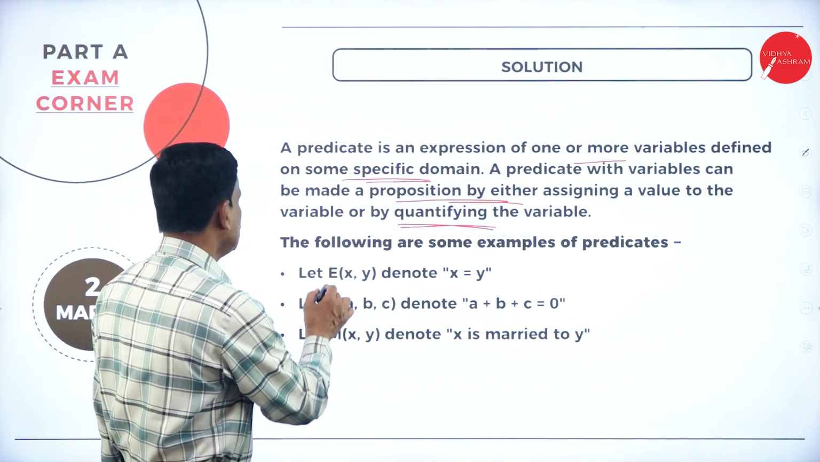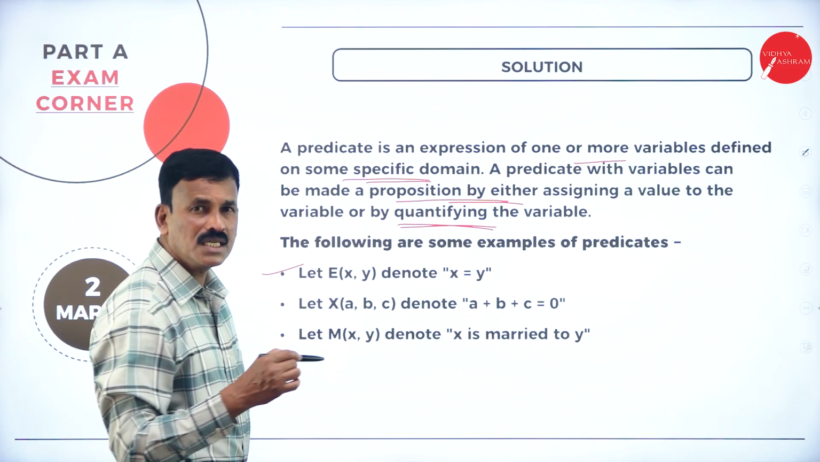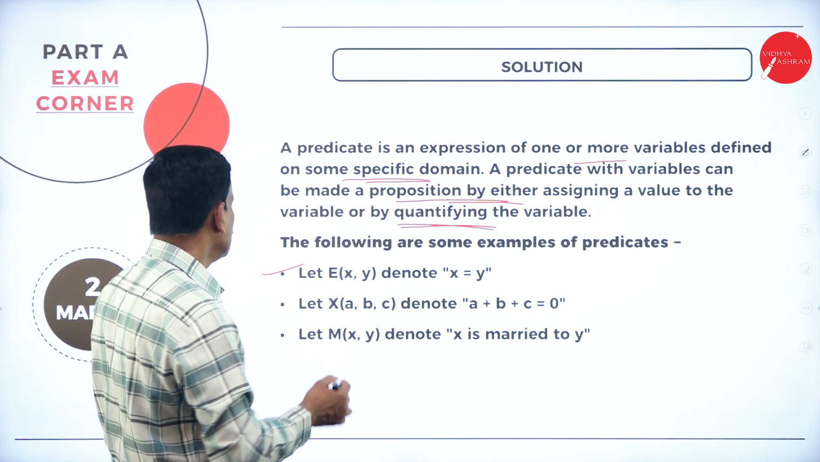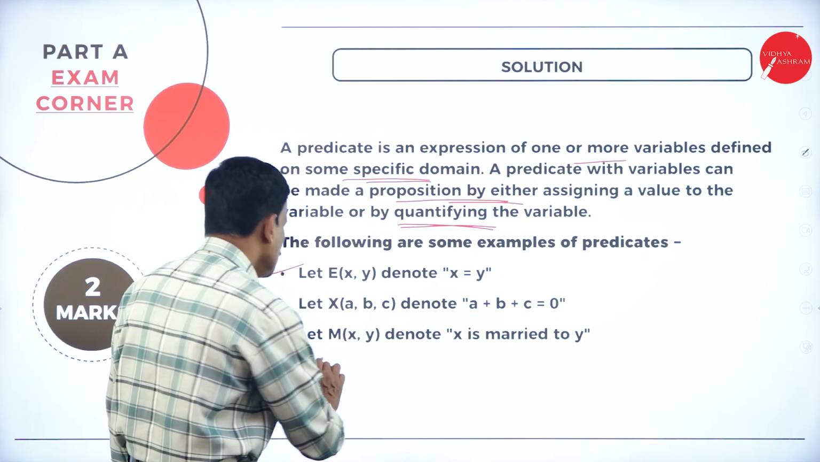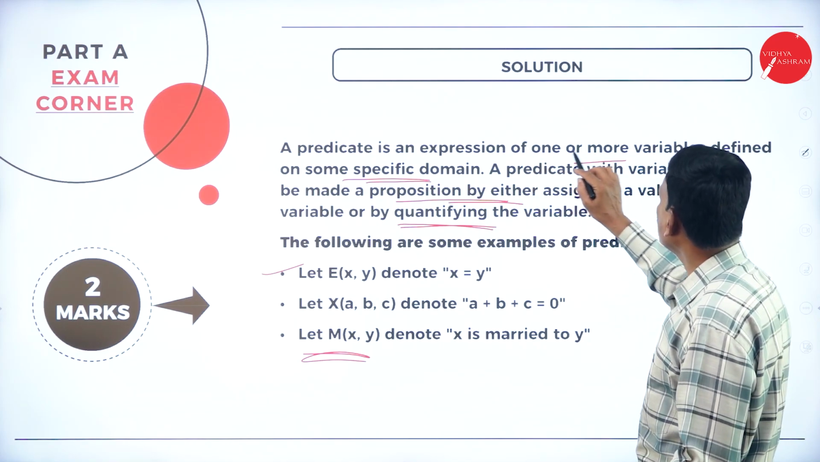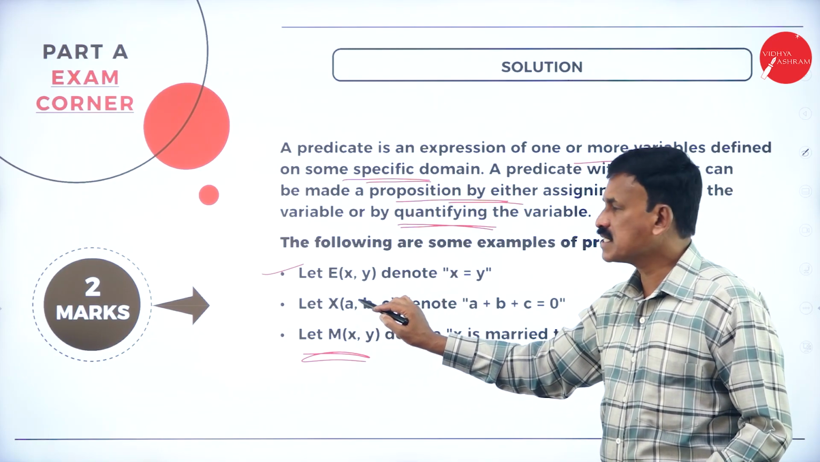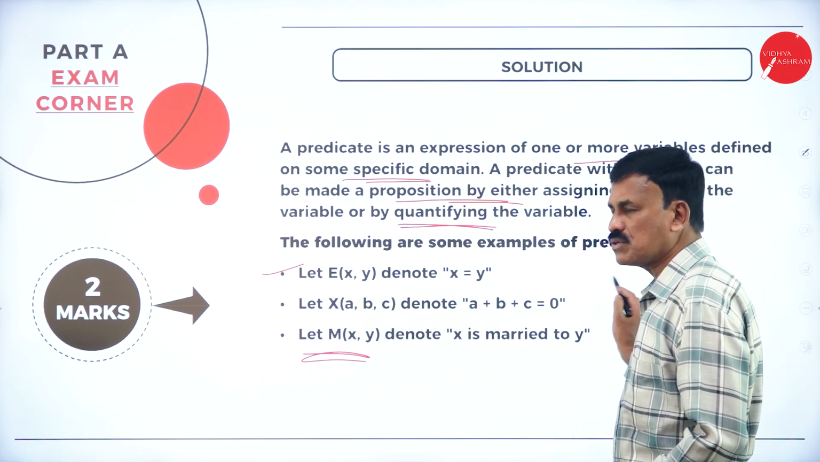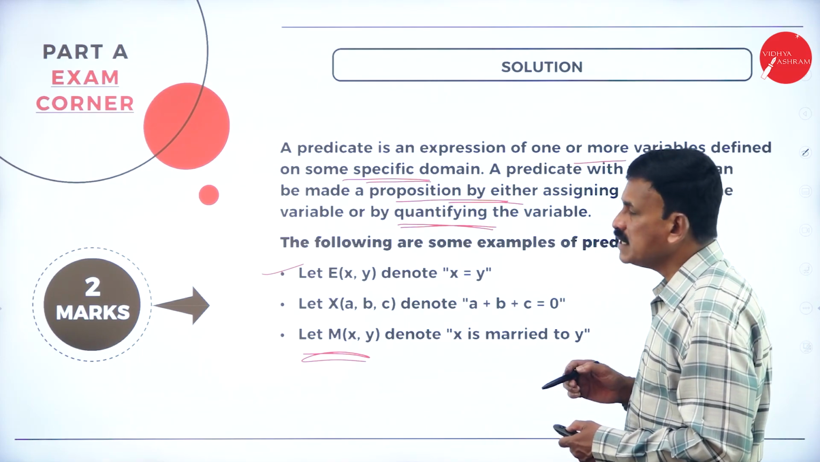For example, let E of x comma y denote x is equal to y. Let X of a, b, c denote a plus b plus c is equal to 0. Let M of x comma y denote x is married to y. These are some examples of predicates. A predicate is an expression of one or more variables defined on some specific domain. These are a few examples for a predicate.